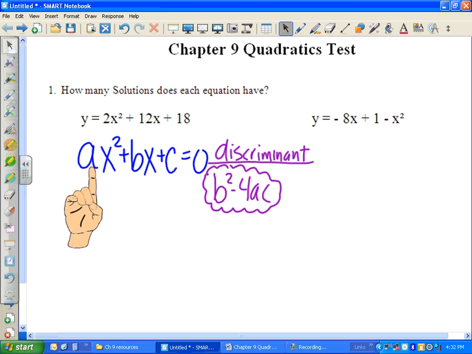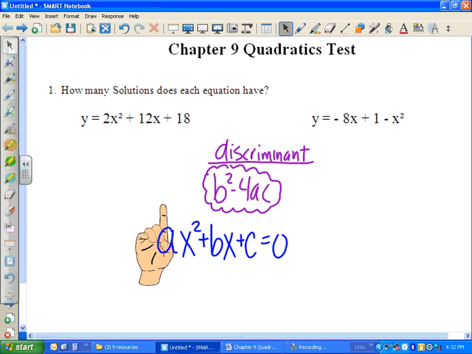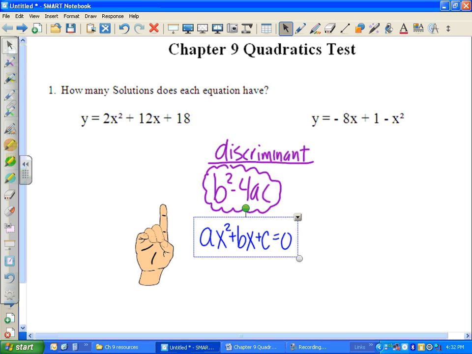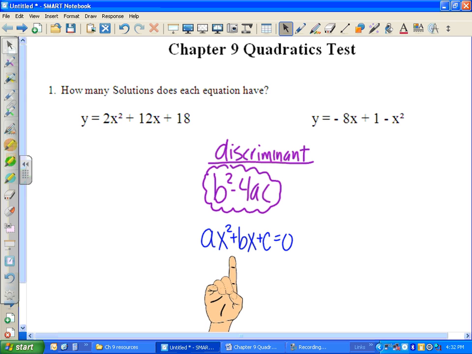Is the a first next to the x squared? Yes, it is. Is the b right there next to the x? Yes. Is the c alone right here by itself? Yes, in that order: a, b, c. These are in the exact order that I need them, so I can use them right away. So first I'm going to figure out what a, b, and c are. A is 2, b is 12, c is 18.